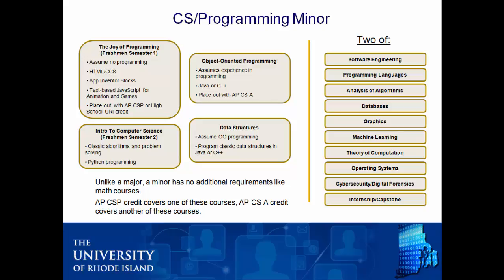And for many of the minor courses, you can get credit for things you've done in high school, like an AP Computer Science Principles course or an AP Computer Science A course, which can actually count towards the credits for your minor. So you come in to college, if you took those AP courses in high school, having several minor courses already out of the way.